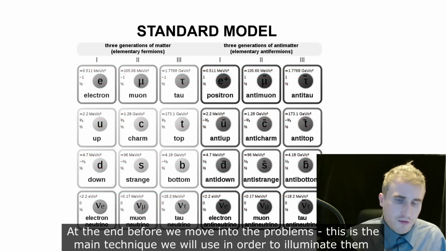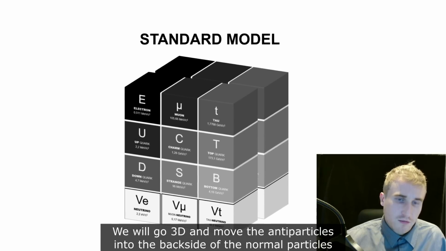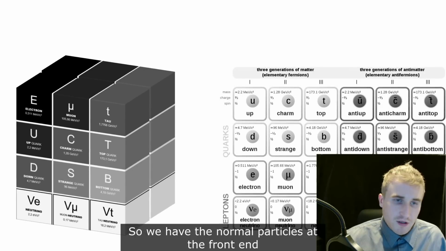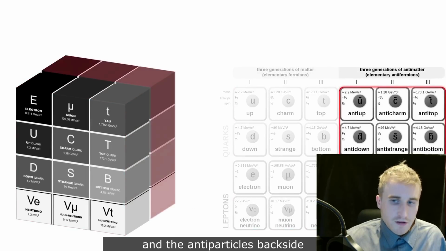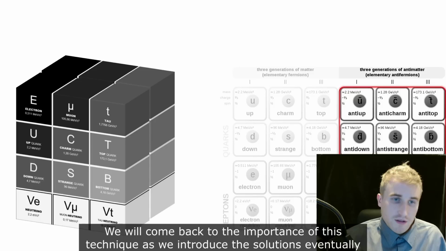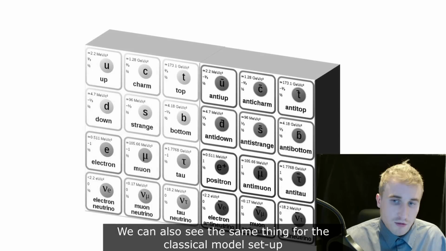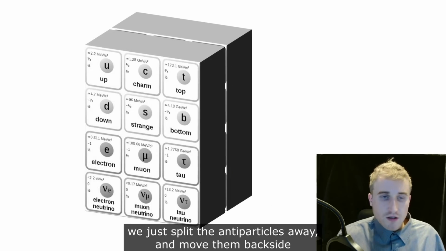At the end, before we move into the problems, this is the main technique we will use in order to eliminate them. We will go 3D and move the antiparticles into the backside of the normal particles. So we have the normal particles at the front end and the antiparticles backside. We will come back to the importance of this technique as we introduce the solutions eventually. We can also see the same thing for the classical model setup. We just split the antiparticles away and move them backside.